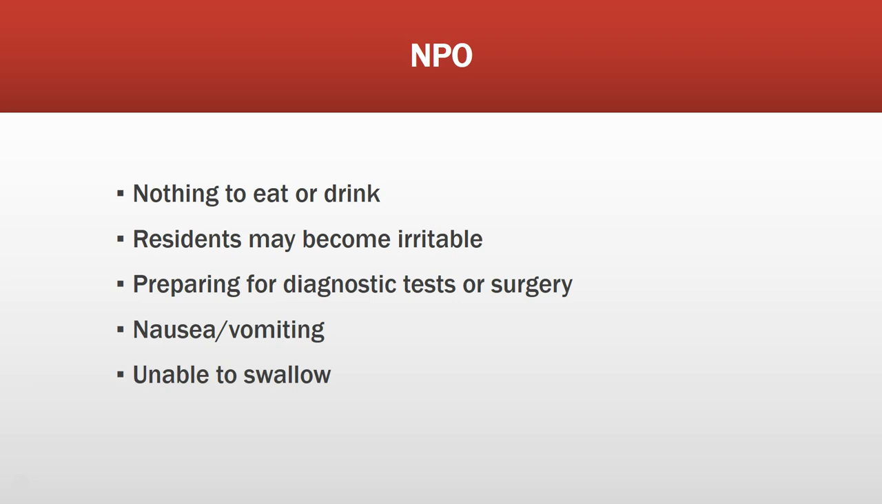Most often, residents become NPO because they are fasting for blood labs to be drawn or they are going to have a procedure done. Other reasons can include having extreme nausea and vomiting or having a difficult time swallowing. This concludes this section of Module 5.